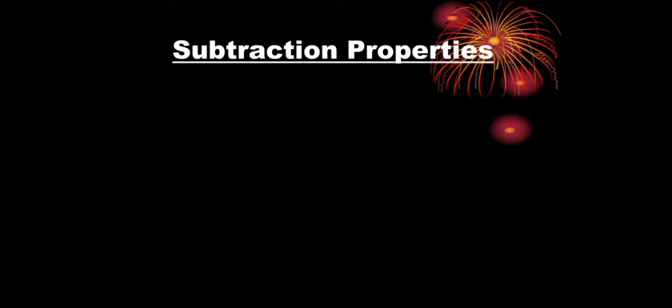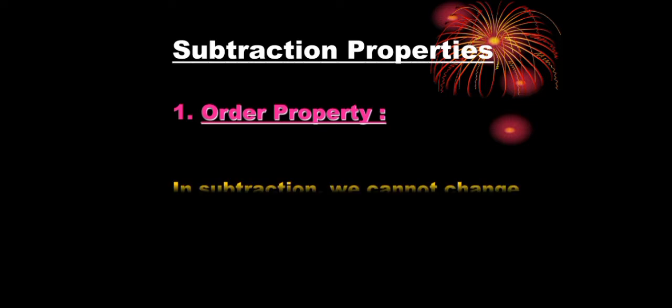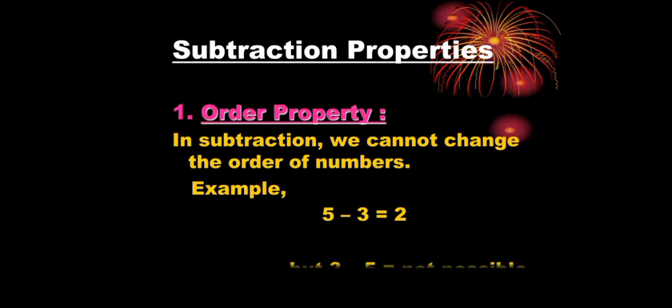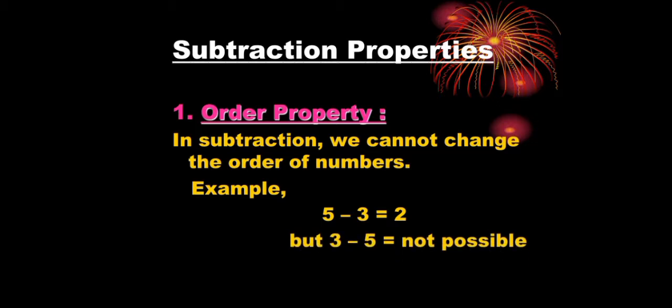Subtraction properties. My first property is order property. In subtraction, we cannot change the order of numbers. That is, if 5 minus 3 equal to 2, we can't do it as 3 minus 5 because we can't subtract 5 from 3. It is not possible at all.